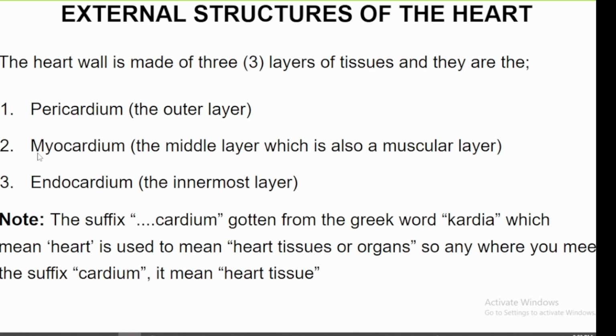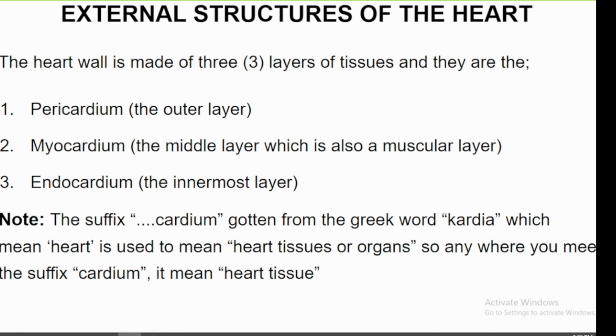Myocardium. So myo means what? Muscle. All right. So myo is a prefix in anatomy, which means muscle. So the myocardium is the muscular layer of the heart, and then the endocardium is the innermost layer of the heart. So those are the external structures of the heart that we have.